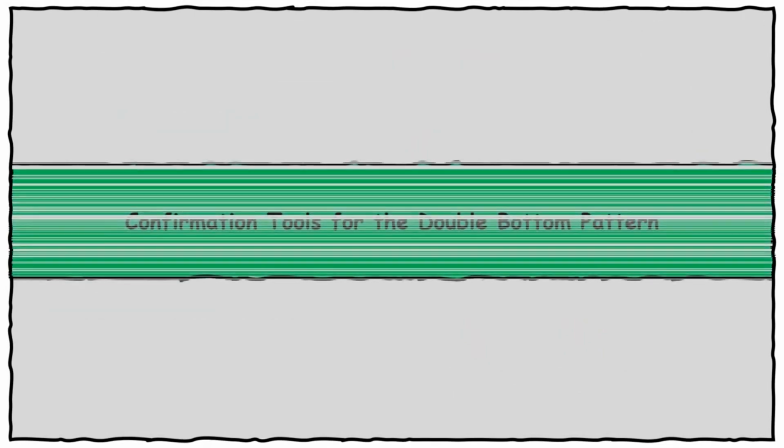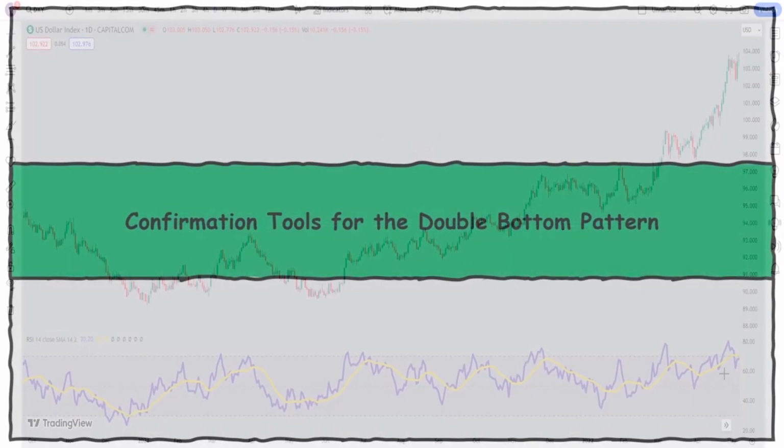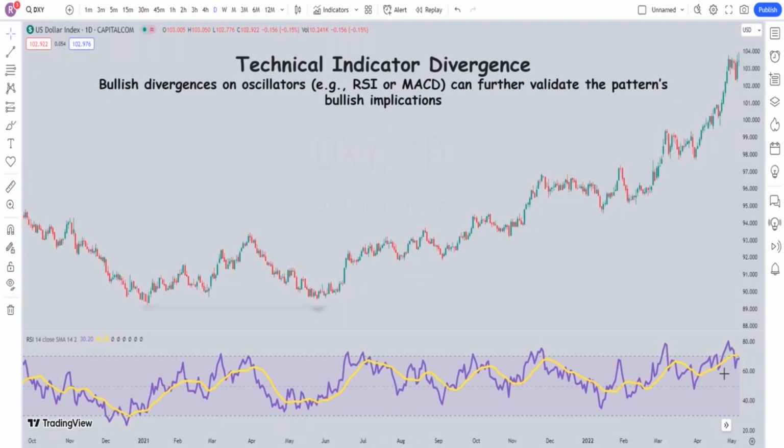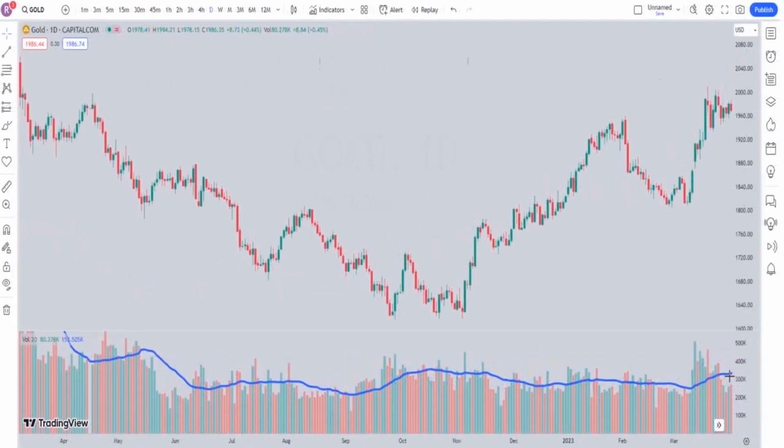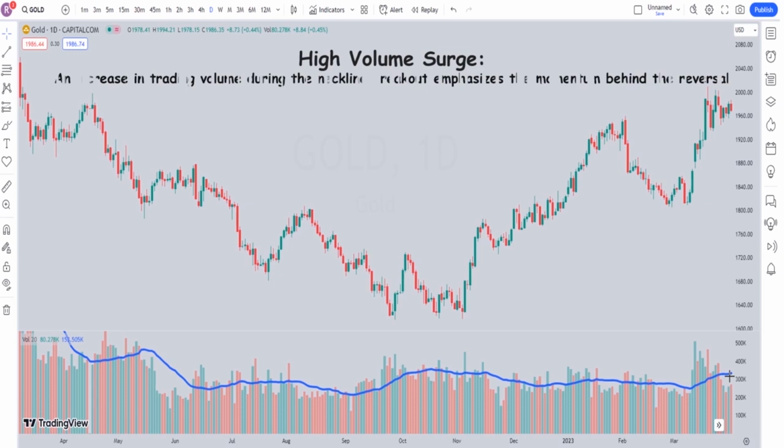Confirmation tools for the double bottom pattern. Technical indicator divergence: bullish divergences on oscillators, for example RSI or MACD, can further validate the pattern's bullish implications. High volume surge: an increase in trading volume during the neckline breakout emphasizes the momentum behind the reversal.